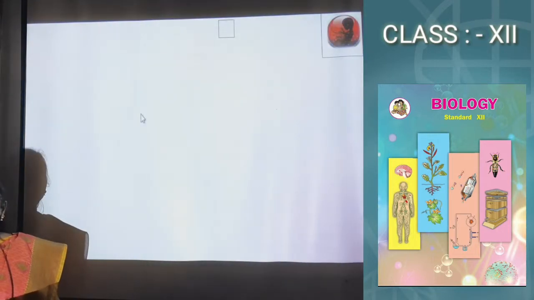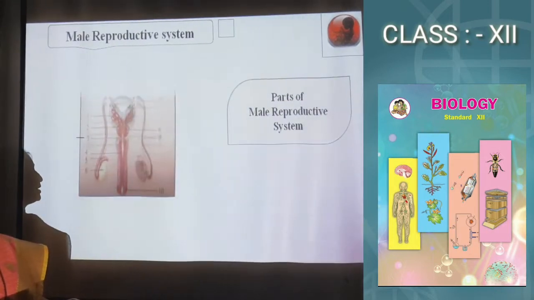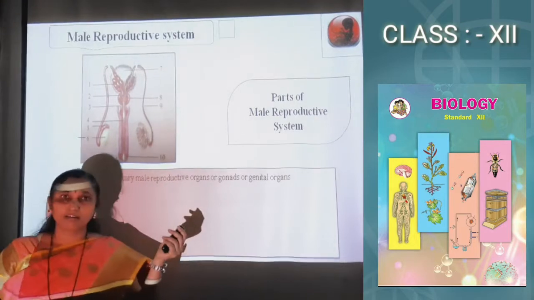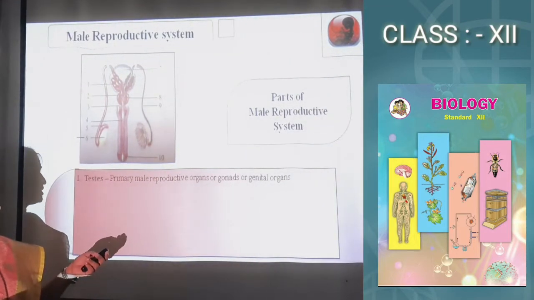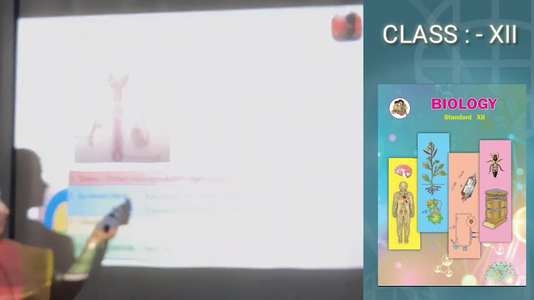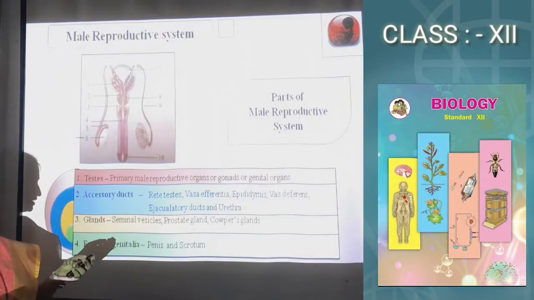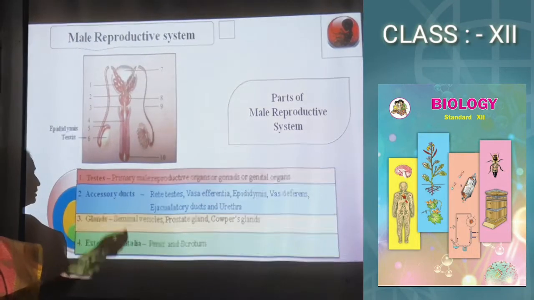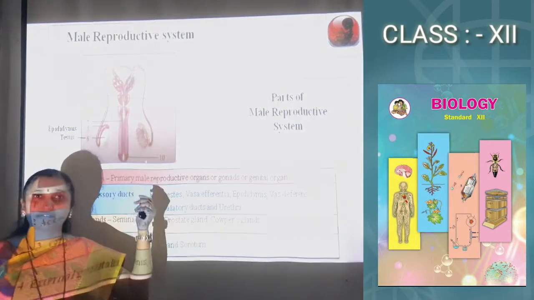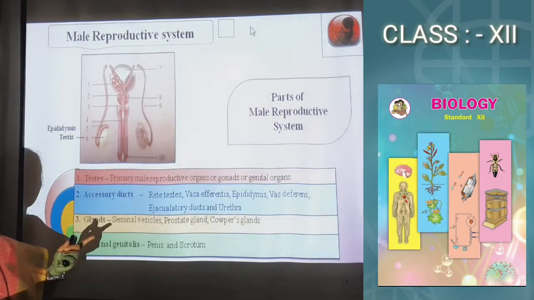In part 2, reproduction, we already studied this male reproductive system. Here is the diagram of the male reproductive system. In this, we studied the location of the testes. Testes are the primary male reproductive organs or gonads or the genital organs. They are located in the scrotum. Here one is the scrotum, and here the sectional view of the testes. This is the previous lecture, part 2.